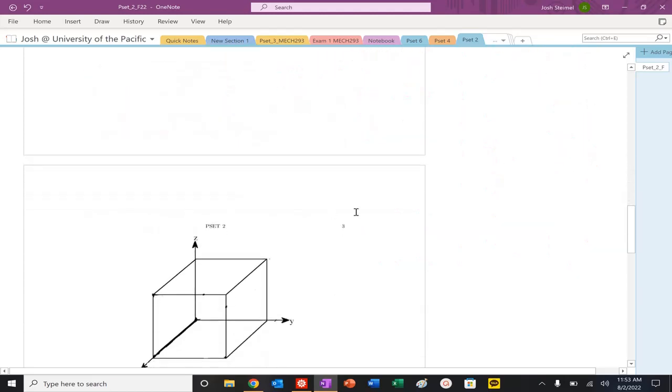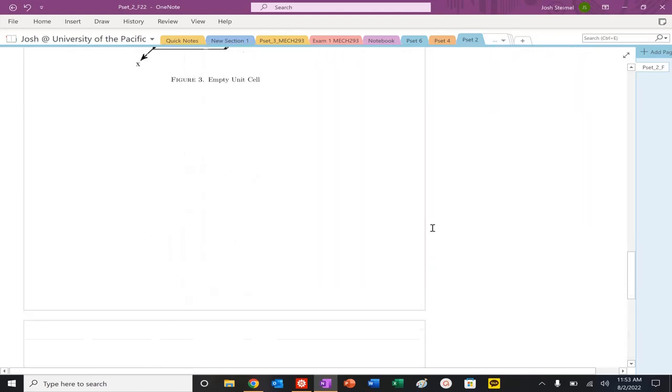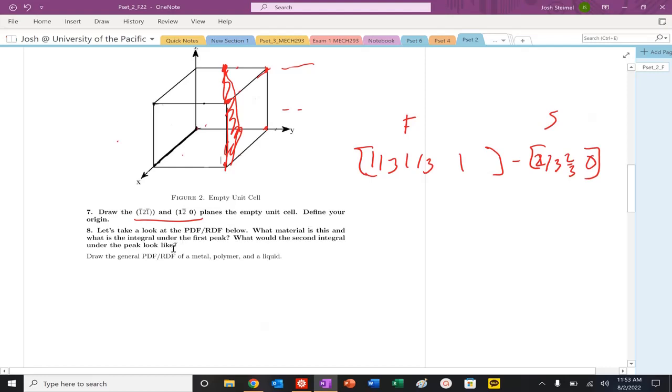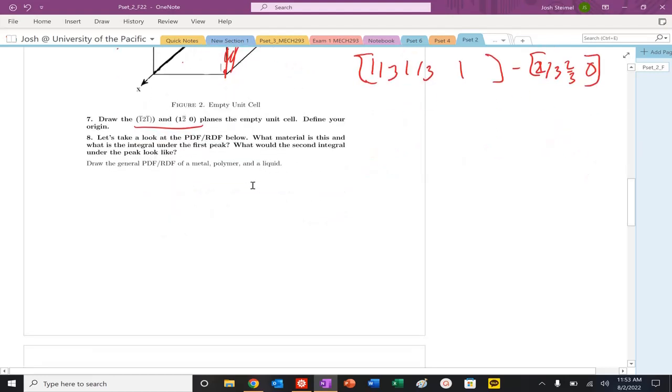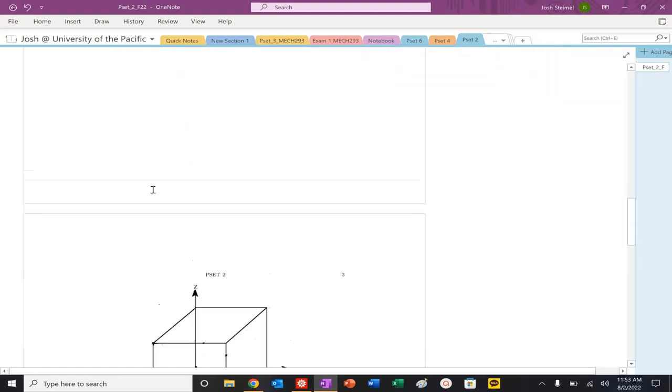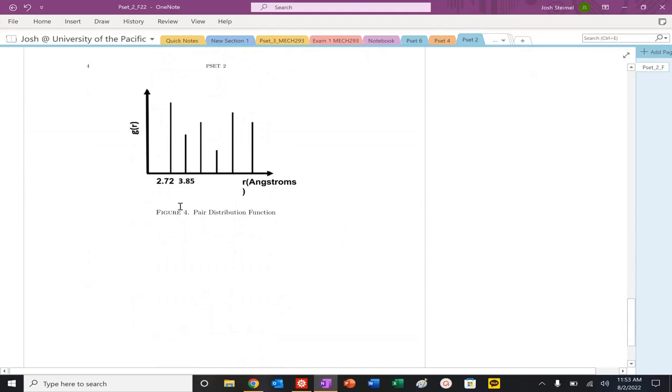Fantastic. All right, we're at the last problem. So take a look at the PDF already below. What must be the integral in the first peak? What would the second integral under the peak look like? So when we're looking at RDF PDF, I know it's a metal, so I know my nearest neighbor distance must be equal to 2r, and this is either 2r square root of 2, which means it's either FCC or simple cubic, or this ratio has to be 4r over square root of 3.